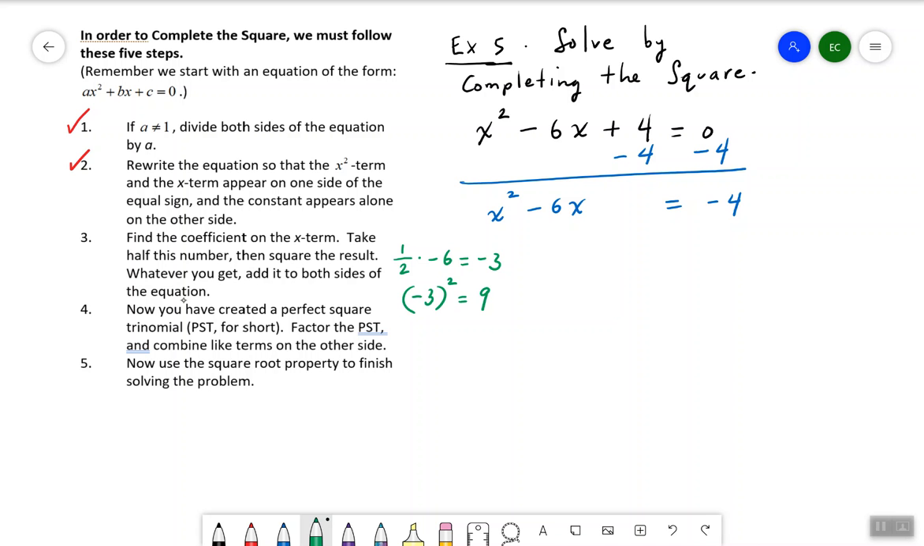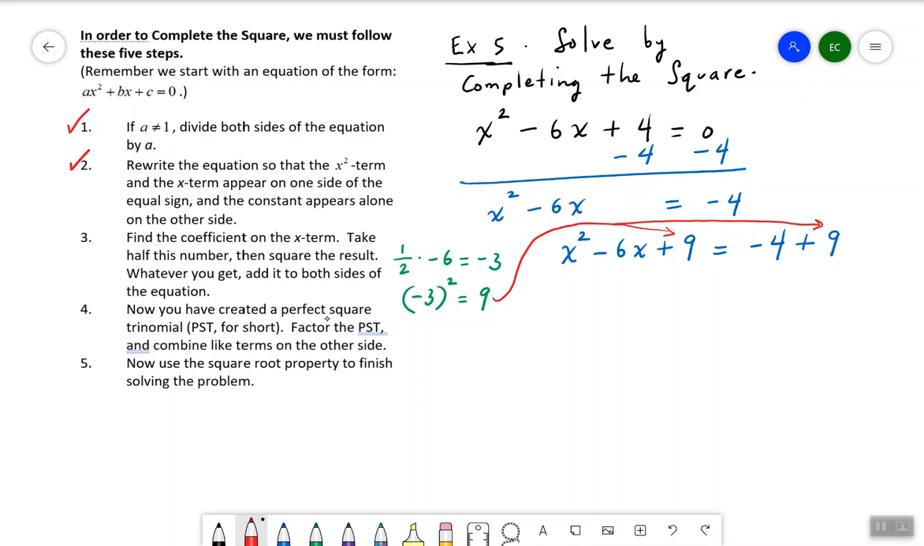So we square the result to get 9. Whatever you get, add it to both sides of the equation. So we're going to add 9 to both sides of the equation. We'll have x squared minus 6x plus 9 is equal to negative 4 plus 9. And again, just for emphasis, this calculation in green gave us the 9 that we add to both sides.